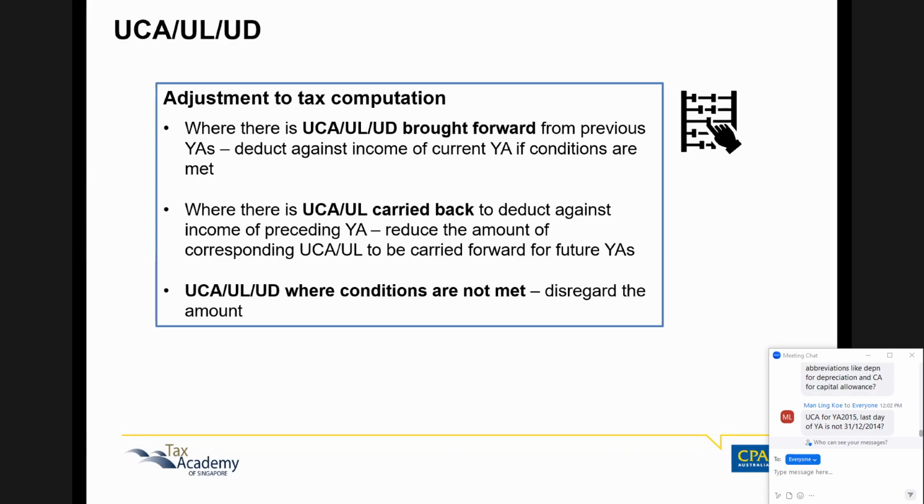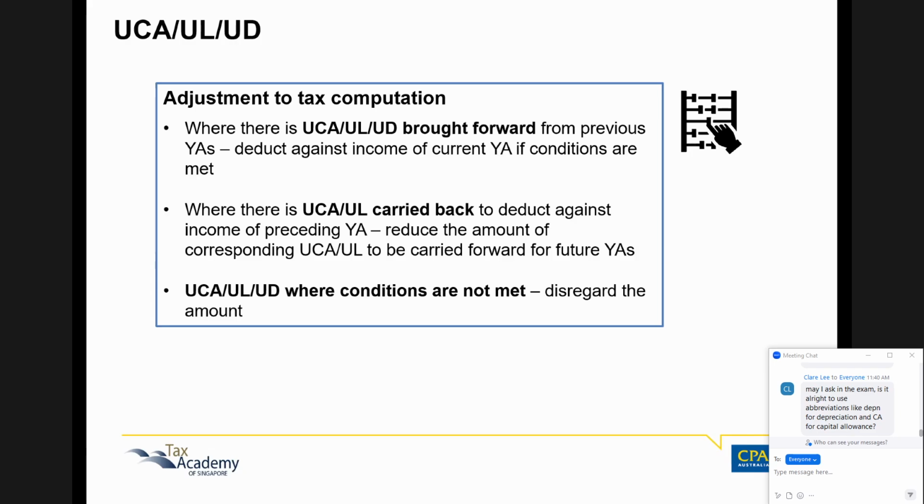So all these UCA, for example, it can be even from YA 2020. Let's say all these years I'm suffering a loss. This year I become a profitable position. I can utilize them provided that the rules are met: the shareholding test, business test, all these are met.